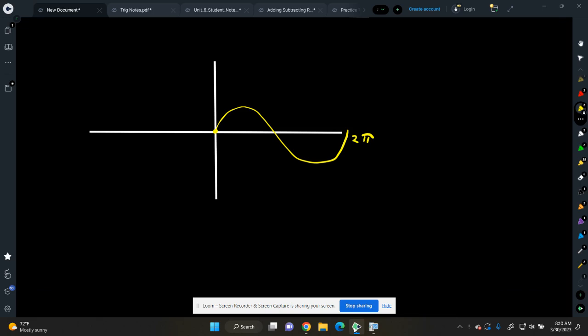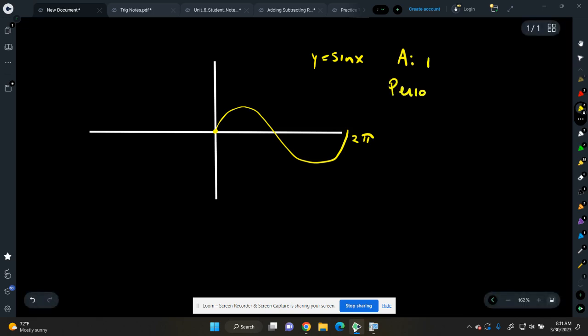So we know that y equals sine x has an amplitude of what? What's the amplitude? 1. It has a period of 2 pi, okay? And cosine is the same way.